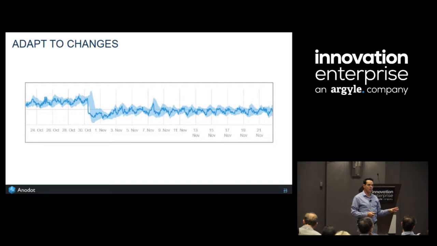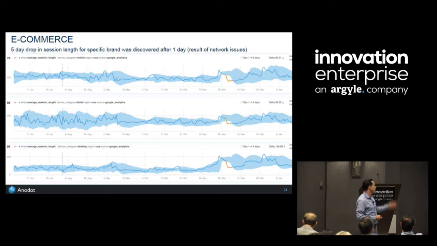Okay, so now we talked about metric collection, we talked about normal behavior learning. Let's see a few examples, and this is an example from real customers at Anodot. This is an example of an e-commerce, looking specifically at a source of Google Analytics, and you can see that we are looking at average session length. You can see how the system learned the normal behavior over time, and at some point it discovered an anomaly, which means there was a drop in session length for a specific brand. It was discovered after 1 day, but actually happened for 5 days. This is after the fact in this example.